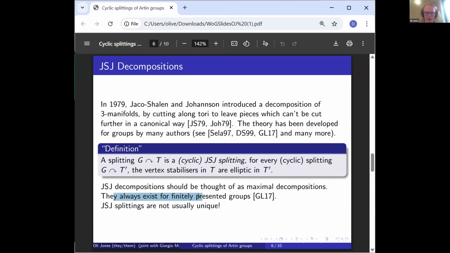These things always exist for finitely presented groups. This follows from Dunwoody's accessibility theorem and is written down in Guirardel and Levitt in a very general way. But that proof is not explicit, and what we're going to see in a moment is an explicit JSJ decomposition that we can then use to say more for Artin groups. And another thing, which is going to come up in a moment, is that JSJs are not usually unique. So there's no "the JSJ decomposition" for a group.